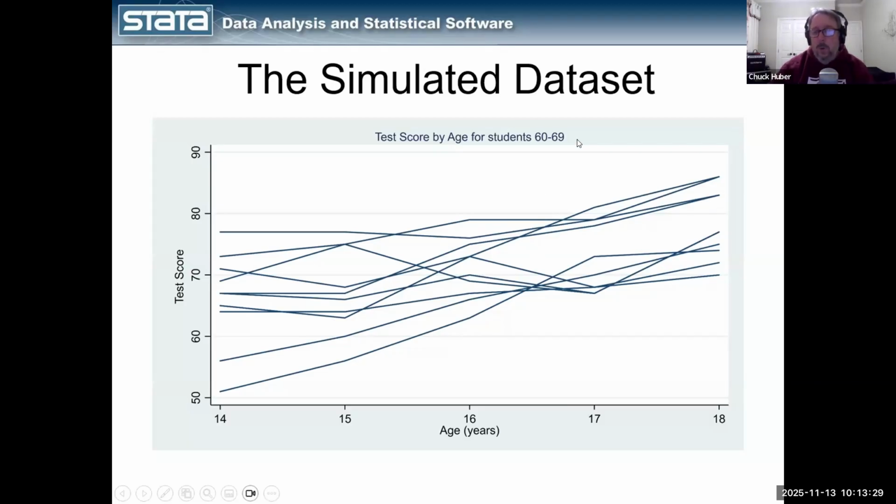Ideally, in the real world, you would want to plot other plots for, say, students 70 to 79 and 80 to 89, just to get a feel for all of them, or draw a random sample or something like that. But this just gives us some idea of what the raw data look like.